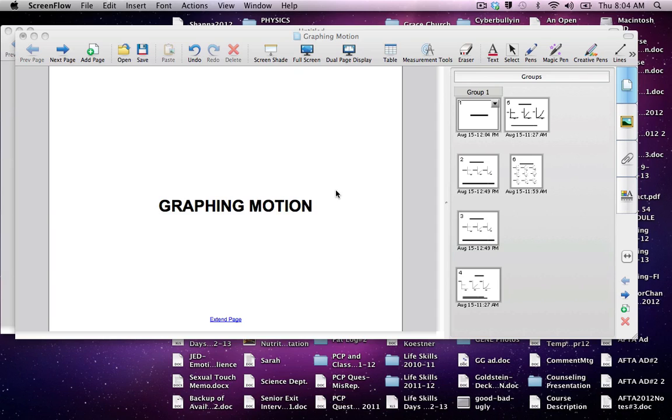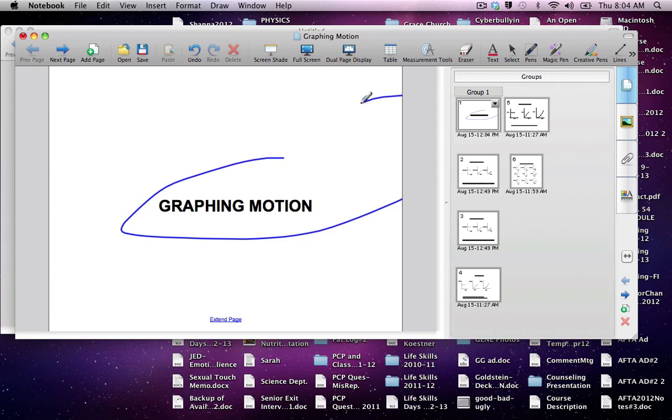So we're going to look at graphing motion today, and you can see by the title that this is what we're planning to do. I thought you might want to take a look at that. So let's go to the first slide.